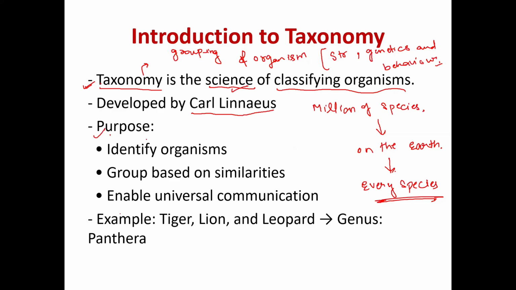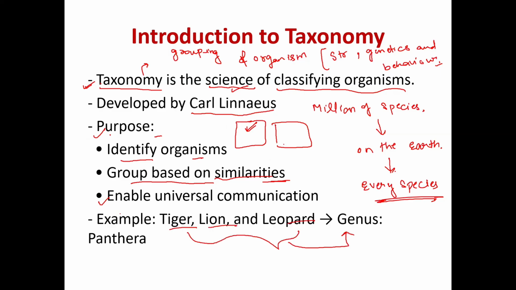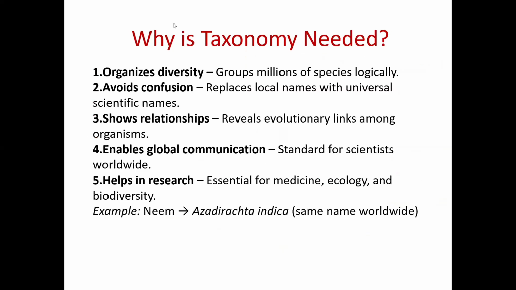What is the purpose of taxonomy? The purpose is very clear: to identify organism groups based on similarity, making a group of organisms with some similarity. These groups also enable universal communication. For example, tiger, lion and leopard belong to the same genus. What is genus, species, everything we will discuss.